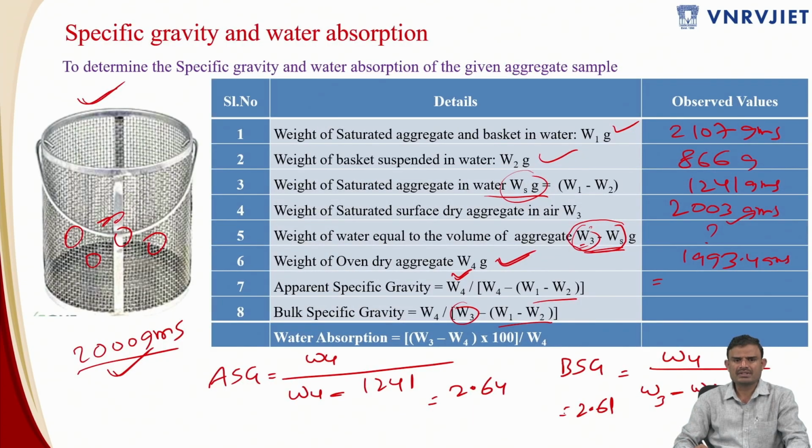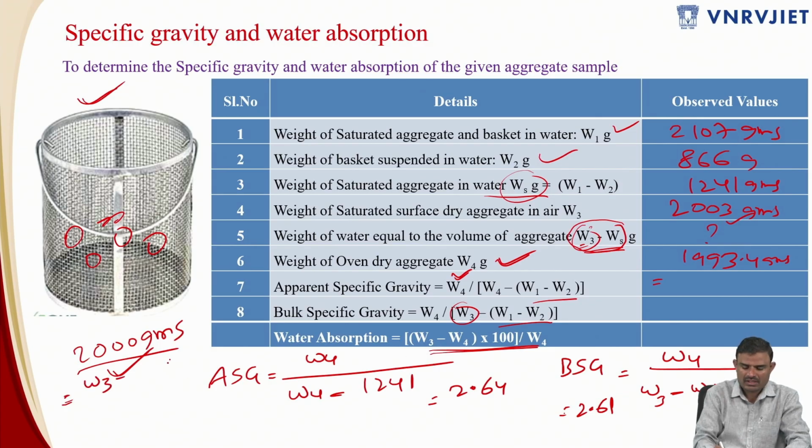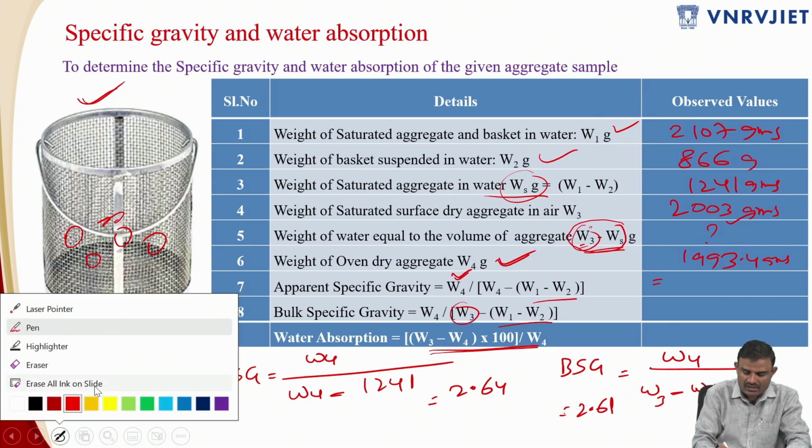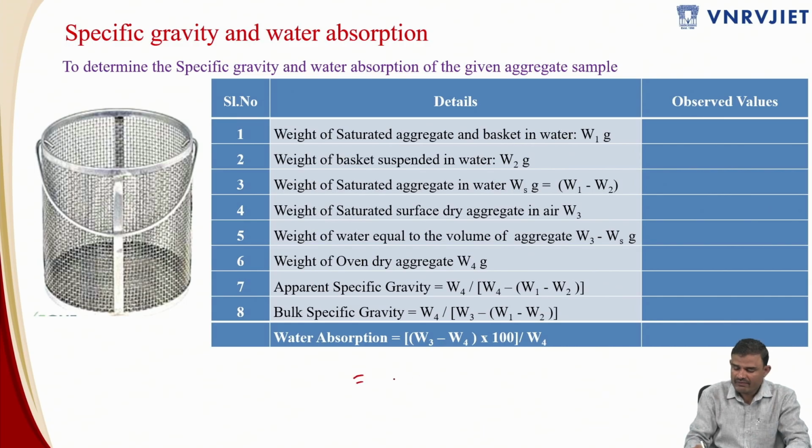Just now we discussed specific gravity, but I forgot to discuss water absorption. There is another formula here, which is the water absorption. Water absorption is the weight of the water, which can be obtained as W3 minus W4. I'll erase this and we will discuss here. Therefore the water absorption is equal to the weight of water.